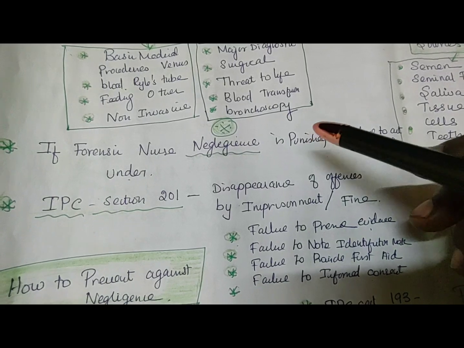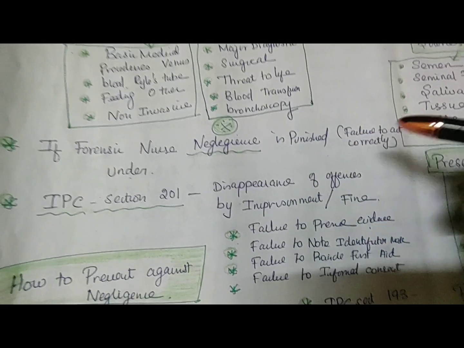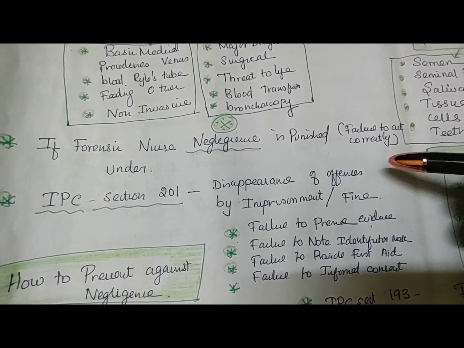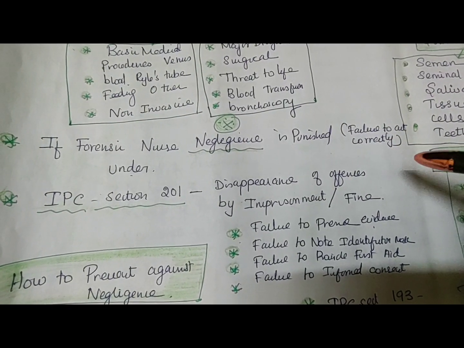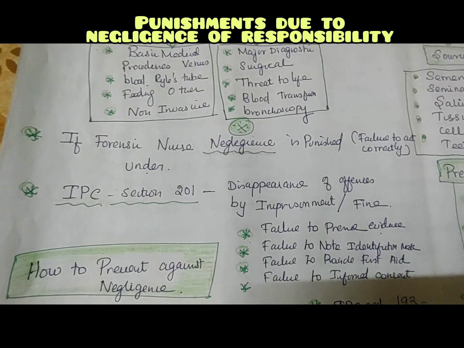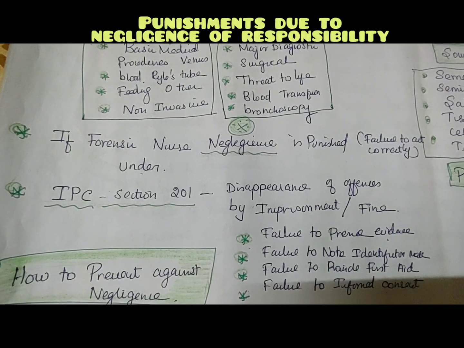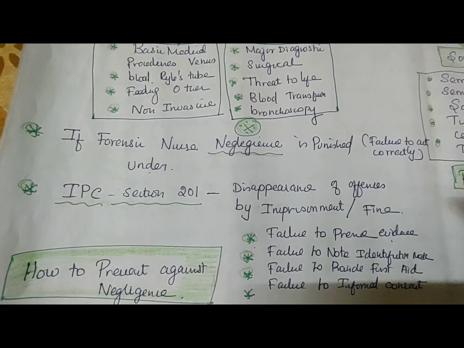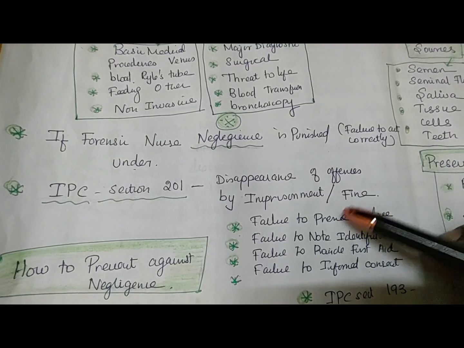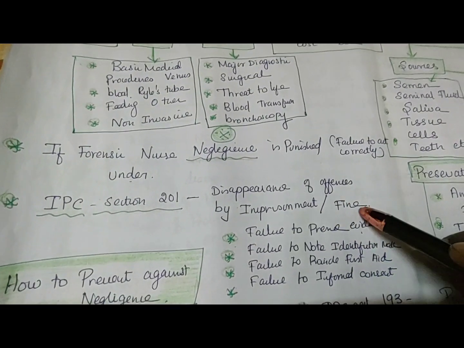If she is not following these, through fraudulence or negligence, intentional or unintentional, and fails to correct it, and she made the mistake, she will be punished under IPC Section 201, Indian Penal Code. What is the punishment? Causing disappearance of evidence of an offence is punished by imprisonment and by fine.